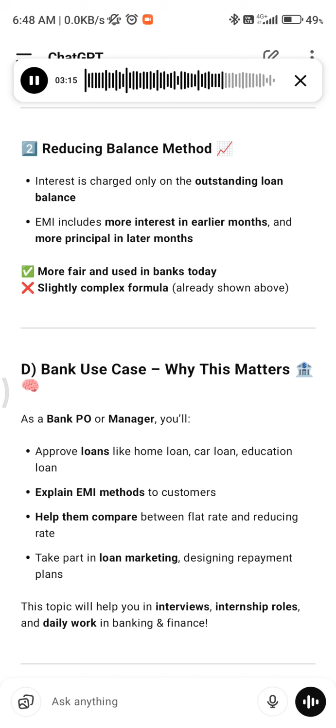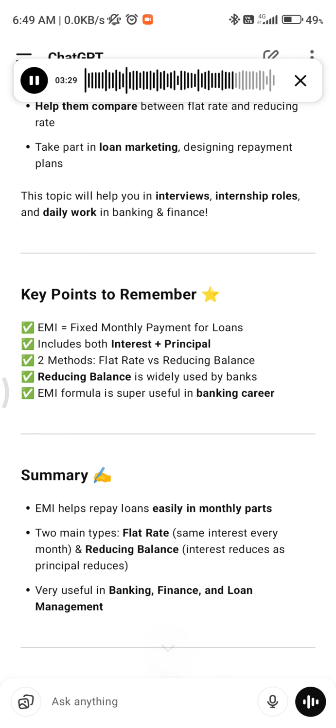Explain EMI methods to customers. Help them compare between flat rate and reducing rate. Take part in loan marketing, designing repayment plans. This topic will help you in interviews, internship roles, and daily work in banking and finance.